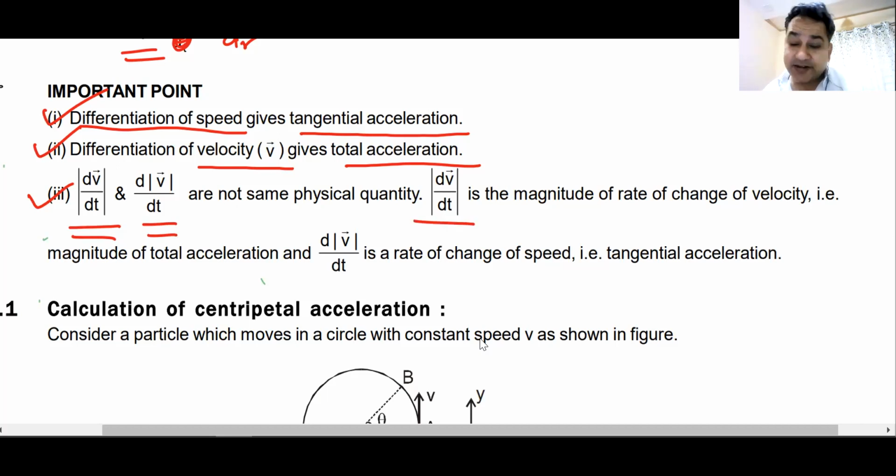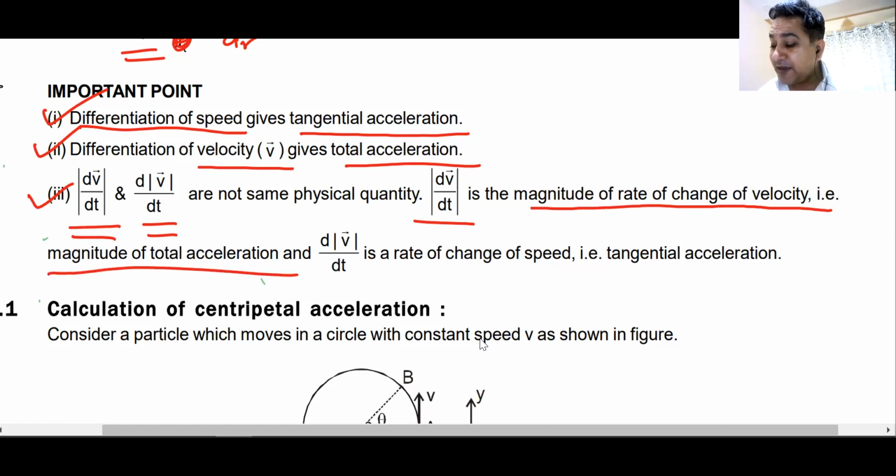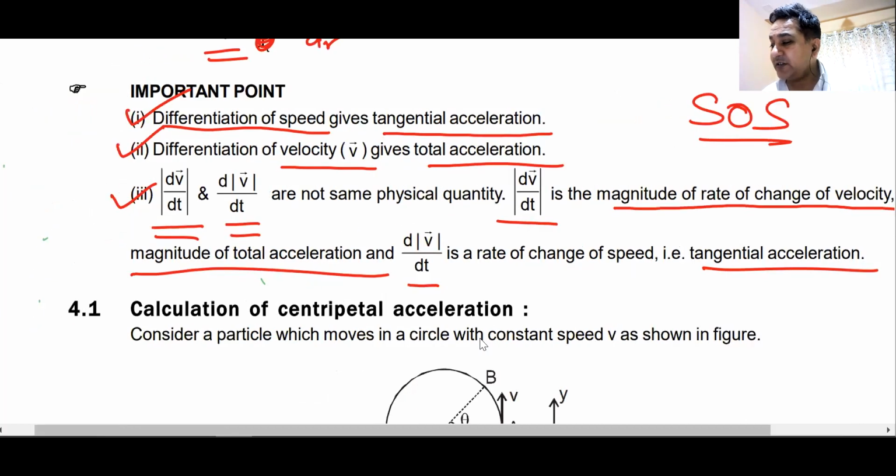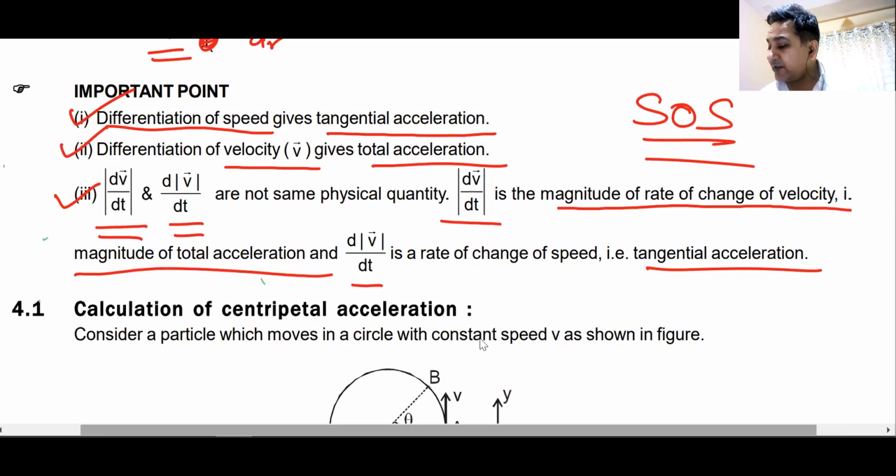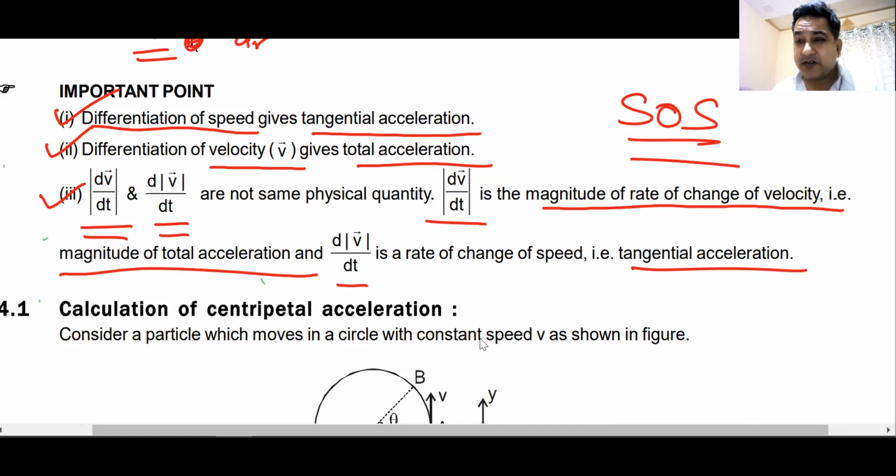The magnitude of dv by dt is the magnitude of rate of change of velocity, that is the magnitude of total acceleration. The derivative of the magnitude of v with respect to t is the rate of change of magnitude of velocity, which is your tangential acceleration. Please remember this. This will save your souls. SOS, I call it. SOS, save our souls.